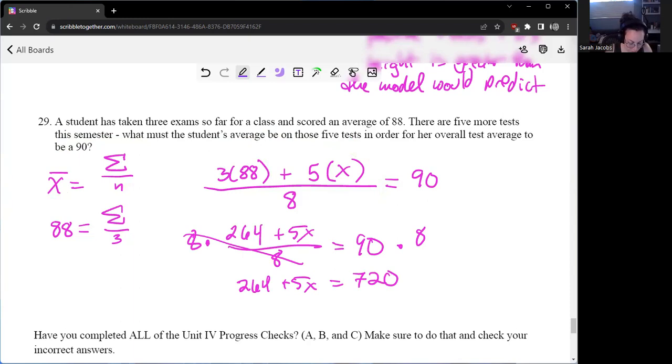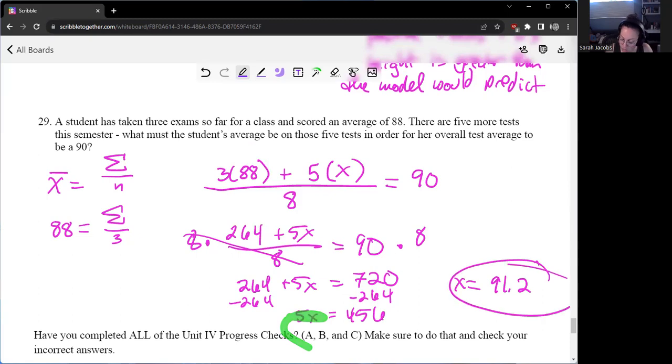720 minus 264, so we can isolate the 5x. And this part's all just algebra. That's 456. So x has to equal 91.2. We just divide both sides by 5. So she needs to get an average of 91.2 on the next 5 tests, or the rest of the tests for the semester, in order to end up with a test average of 90.